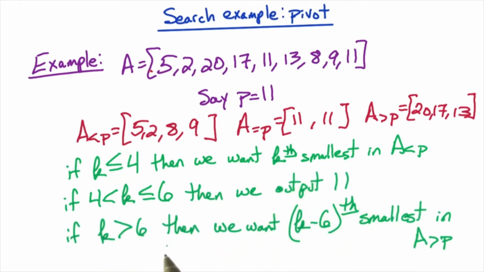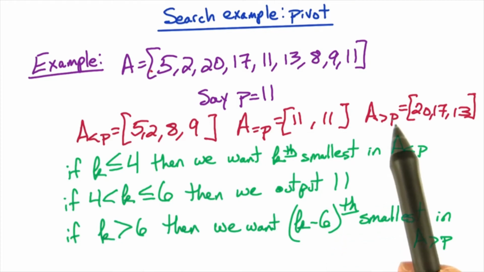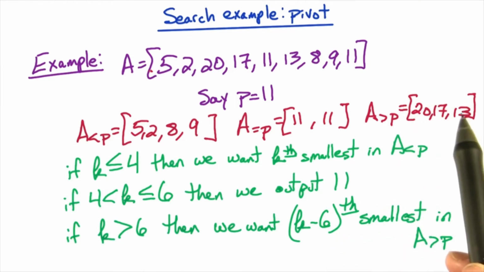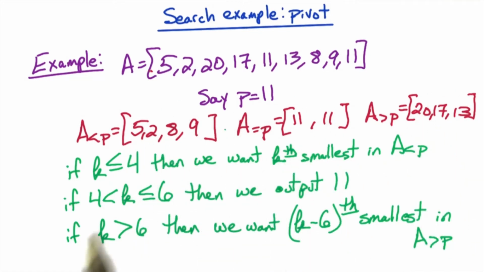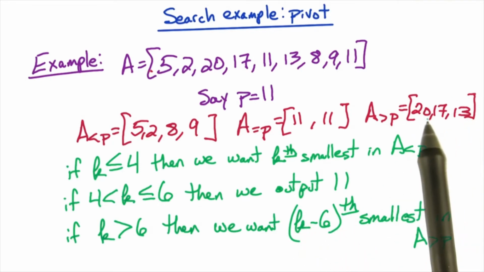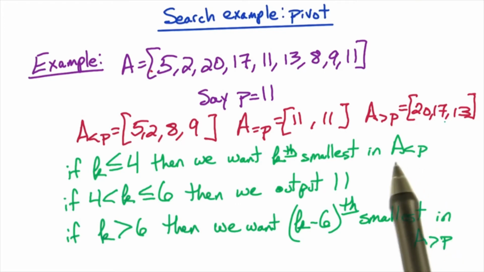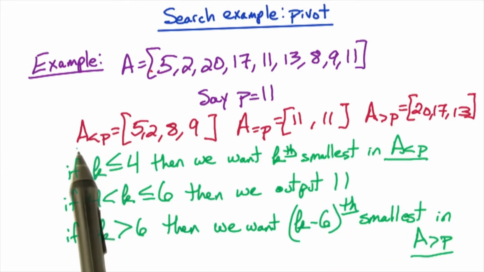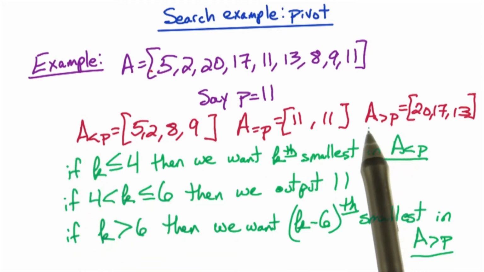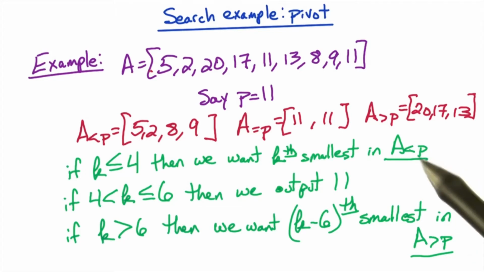Finally, if k is bigger than 6, then we know that the k smallest is in this list. So we don't search for the k smallest in this list because we discarded 6 elements from these lists. So we're going to search for the k minus 6 smallest in this list, a greater than p. Now the key is that we're always recursing on at most one list, either the small list or the big list, or in the middle case, we don't even have to recurse at all. Whereas Quicksort has to recursively sort these two lists, less than p and bigger than p. In this case, we only have to recursively search in one of the two lists.